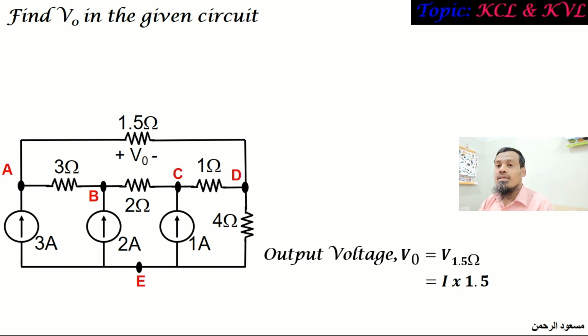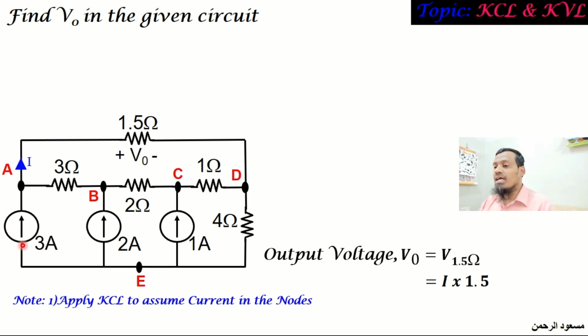So to find the current, let us assume some node names in the given circuit. As we are using Kirchhoff's laws, we are going to use KCL to assume the current directions and KVL for writing the voltage equation. As you can see in the circuit, there is a current source and this 3 amps current is entering into node A, and we will assume a current I is leaving from node A through this branch. If this is 3 and this is I, the current through this branch, across the 3 ohm resistor, will be 3 minus I. And this 3 minus I will be the incoming current for node B through this branch.